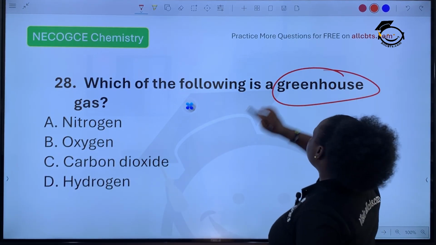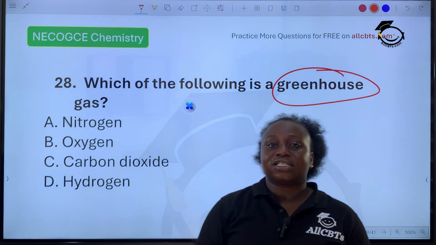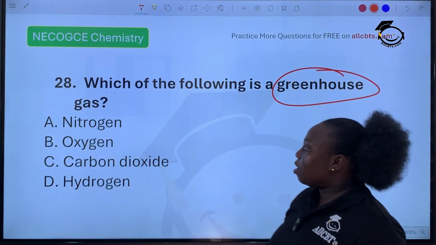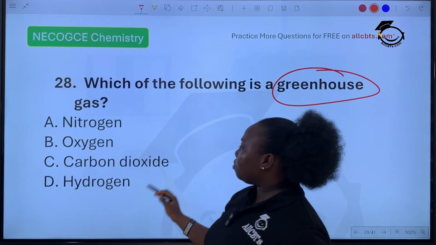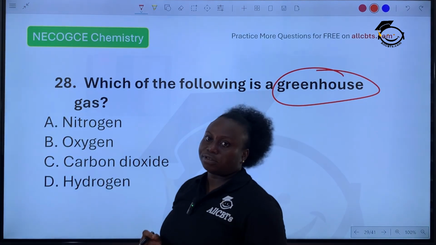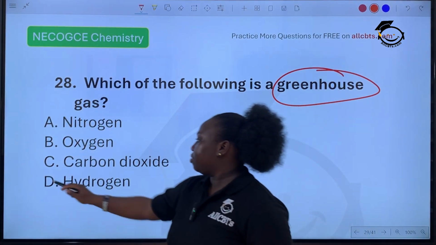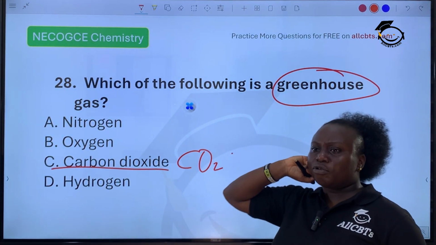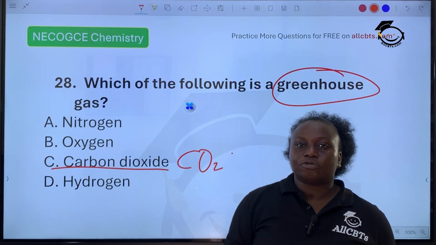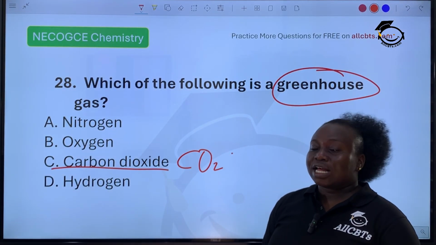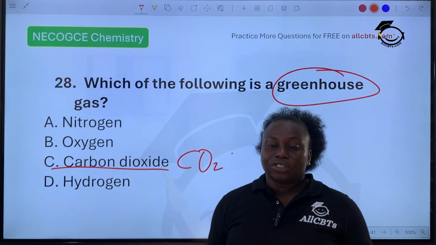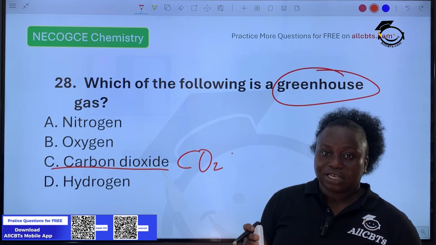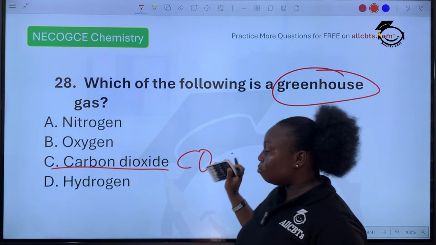Number 28, which of the following is a greenhouse gas? Now, what is a greenhouse gas? Greenhouse gases are gases that can trap heat. A, nitrogen, B, oxygen, C, carbon dioxide, D, hydrogen. Our answer here is CO2, because CO2 traps heat. For example, when you are in a hold-up on the road, the gas that comes out from the exhaust of cars after combustion of fuel is CO2.